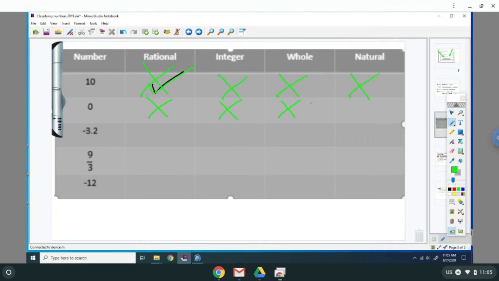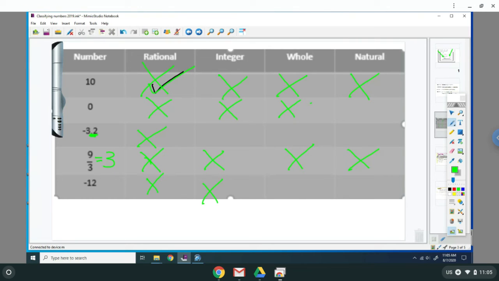Okay, let's try negative 3.2. So negative 3.2 is rational. It's rational, but it is not an integer because it has a decimal on it. Now 9 over 3 can be reduced to 3. So 9 over 3 is 3, which is also rational, which is an integer, which is a whole number, which is natural. It's everything. Negative 12. Negative 12 is rational. And negative 12, since it's not a fraction or a decimal, is an integer. But it cannot be a whole number because it's negative.